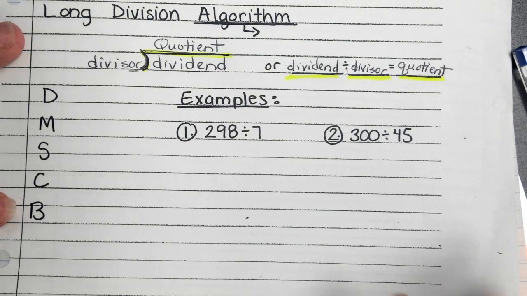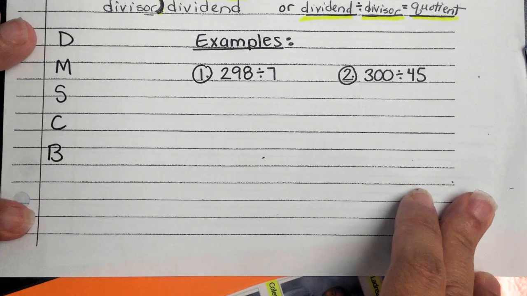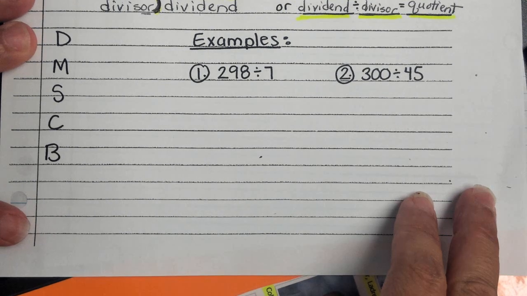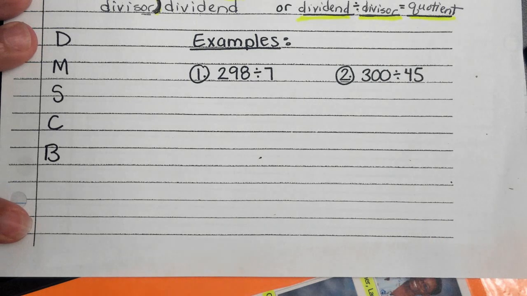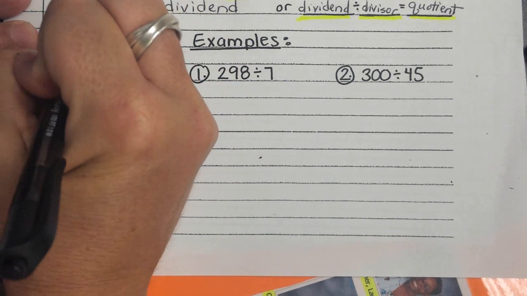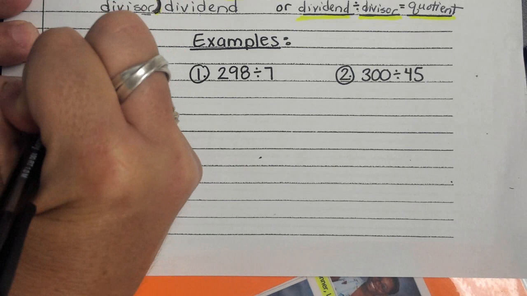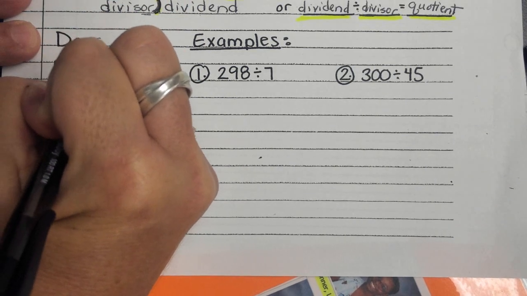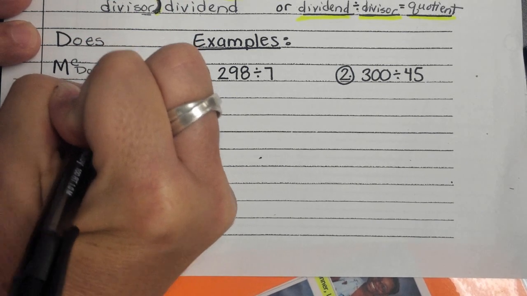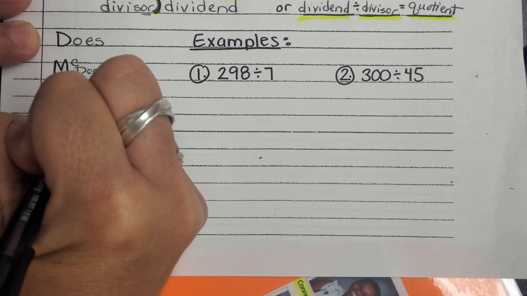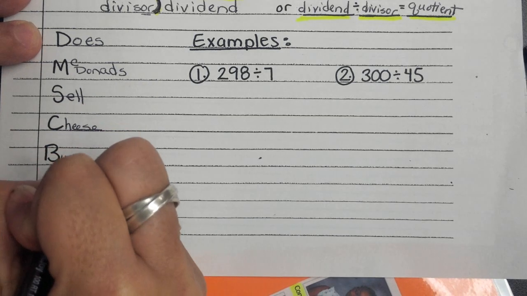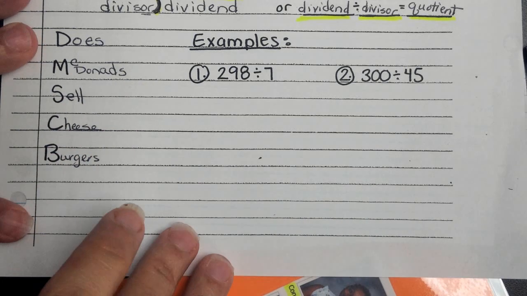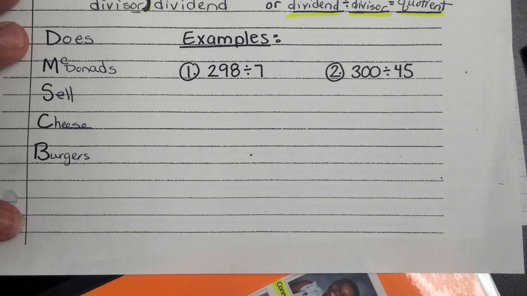Now, there is a goofy saying that a lot of your teachers used last year to help you remember the steps of division. I heard it. What is it? Does McDonald's sell cheeseburgers? You got it. So if you've never heard it and you think you might need it, it says, does McDonald's sell cheeseburgers? And I didn't make this up. I will never take credit. Someone did. And it's just a silly way to remember the steps of dividing, especially long division.